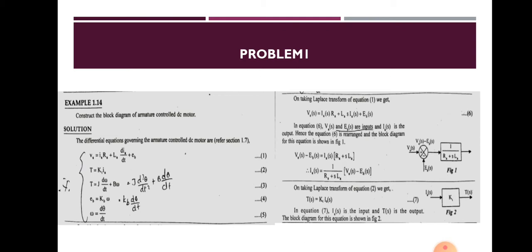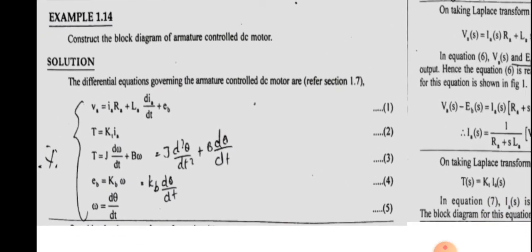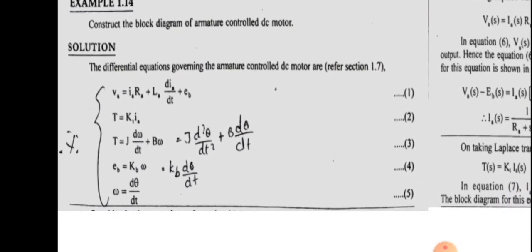For constructing the block diagram of an armature controlled DC motor, we should have knowledge about its basic equations, the differential equations governing the armature controlled DC motor. We have studied that in the armature controlled DC motor there are an electrical section and a mechanical section.